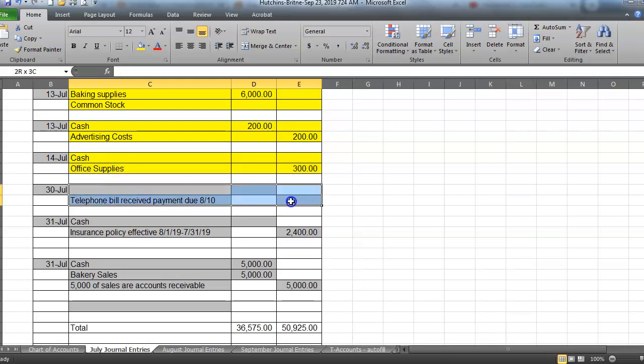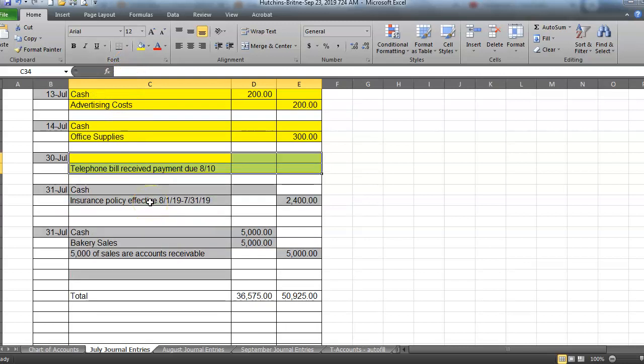Telephone bill received. Again, you didn't pay for this bill yet. You just received it. But I don't see a transaction here. So you need to think about it. You're incurring an expense, and you're also incurring an obligation to pay in the future. Same thing here. You actually have a policy that you purchased in advance for insurance.